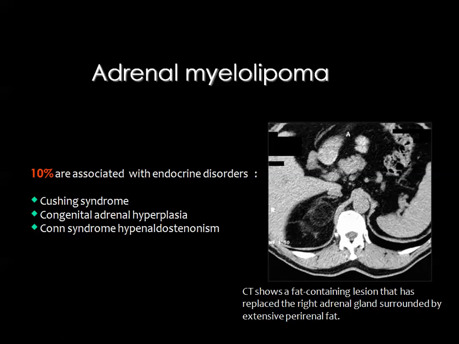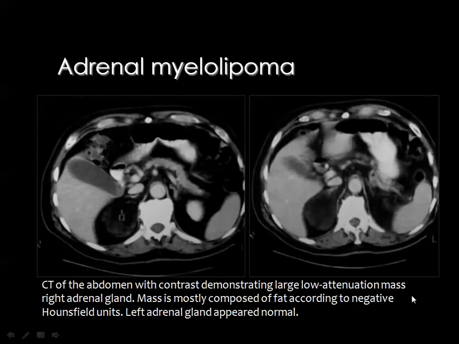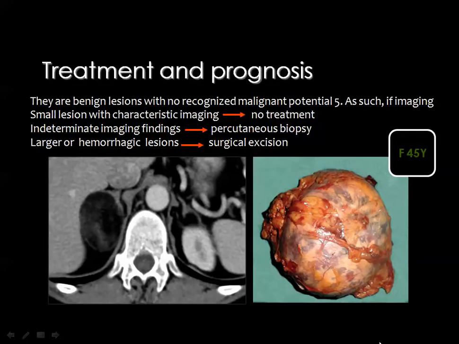Usually the adrenal myelolipoma is not functioning, but according to the literature, 10% of these myelolipomas are associated with endocrine disorders like Cushing syndrome and Conn syndrome as well. In this patient with low back pain, you see a fat-containing mass in the adrenal gland on the left side, the right one is good. And this is also an adrenal myelolipoma on the right side, a fat-containing lesion.